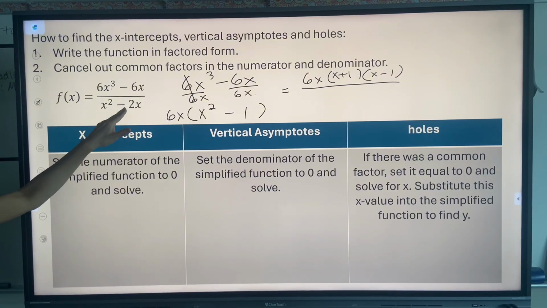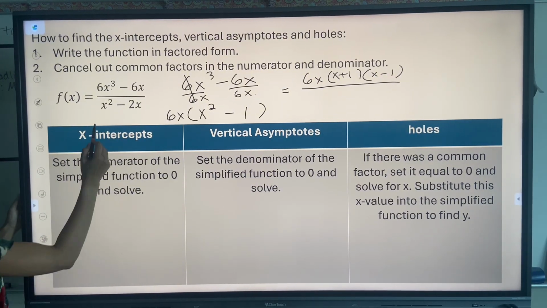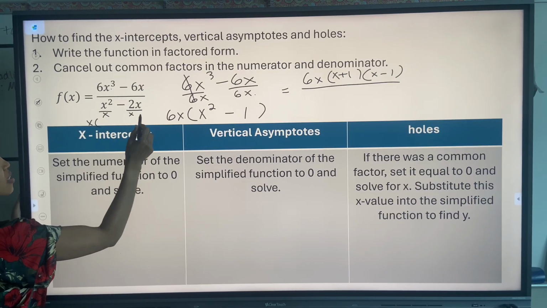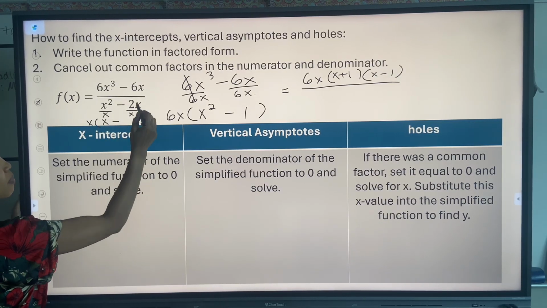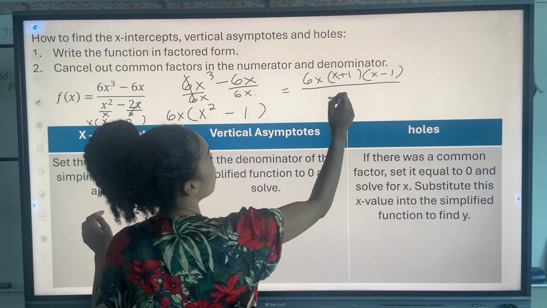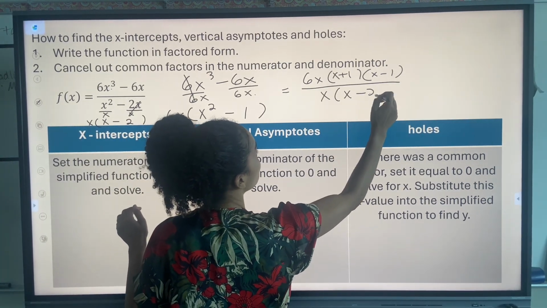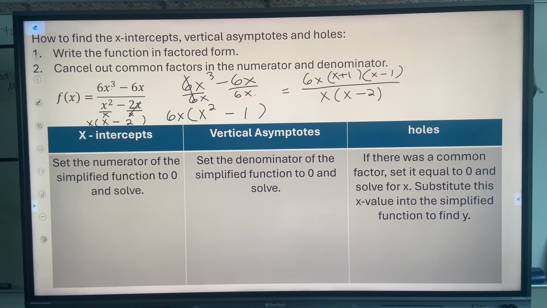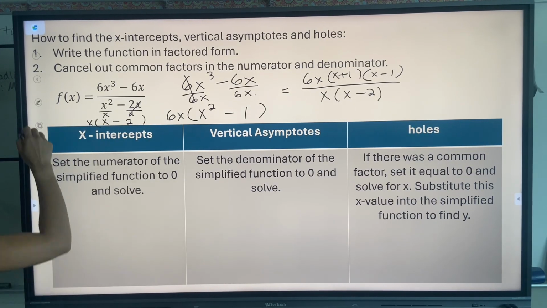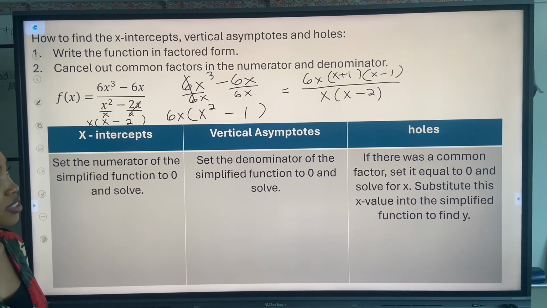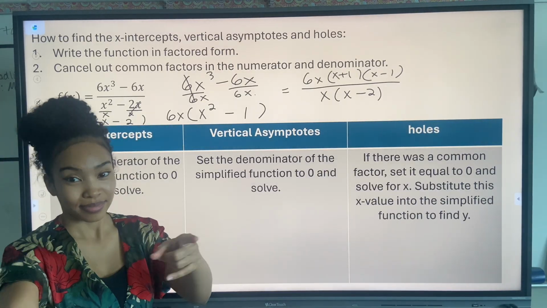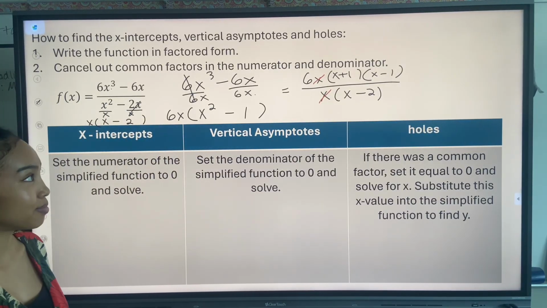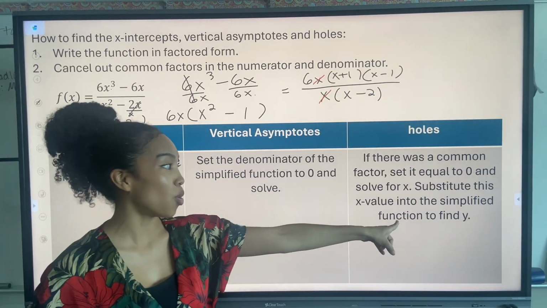Now, the denominator over here, let's factor it. What can both of these be divided by? X. So x will go on the outside and we're going to simplify. This will be x minus 2. So your denominator is x times x minus 2. Do you see anything in common? No. Really? Look closer. The 6x and the x. Oh. The x's can cancel. So we will have a hole.